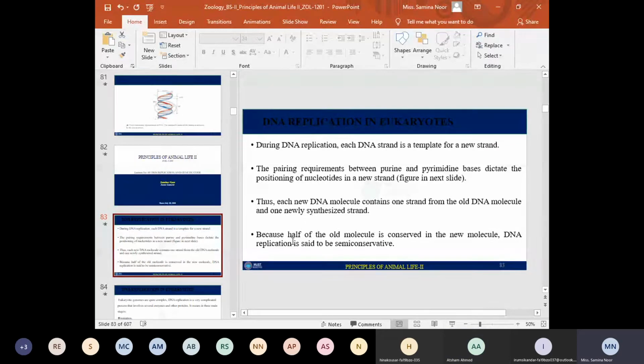DNA replication in eukaryotes. Today's topic is about DNA replication in eukaryotes.